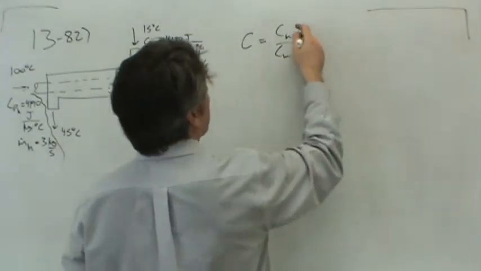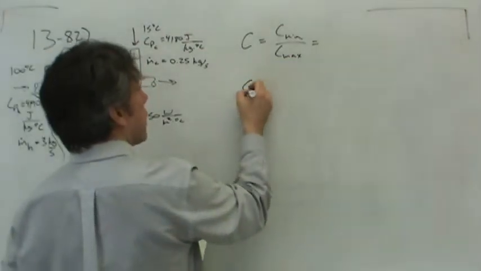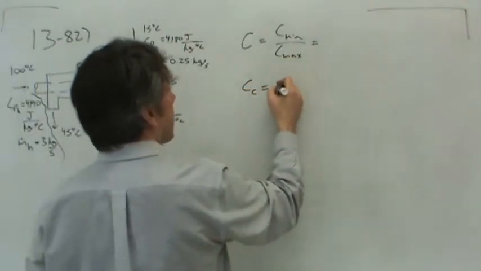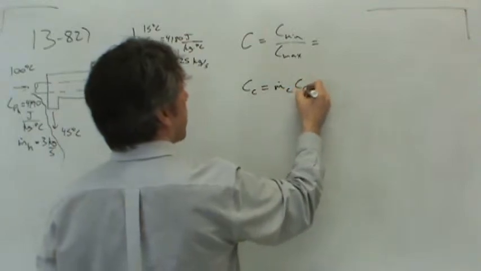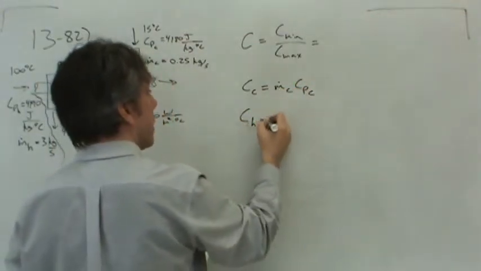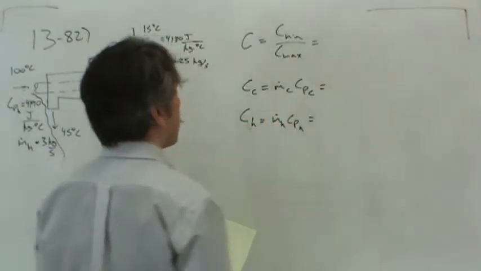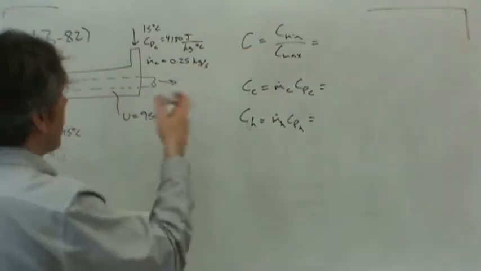So there we go. So the capacity rates, well, what are those? Well, the capacity rate on the cold side is the mass flow rate on the cold side times the heat capacity on the cold side. The capacity rate on the hot side is just the mass flow rate on the hot side times the heat capacity on the hot side. Now these are pretty easy to come up with because we've been given all this information.